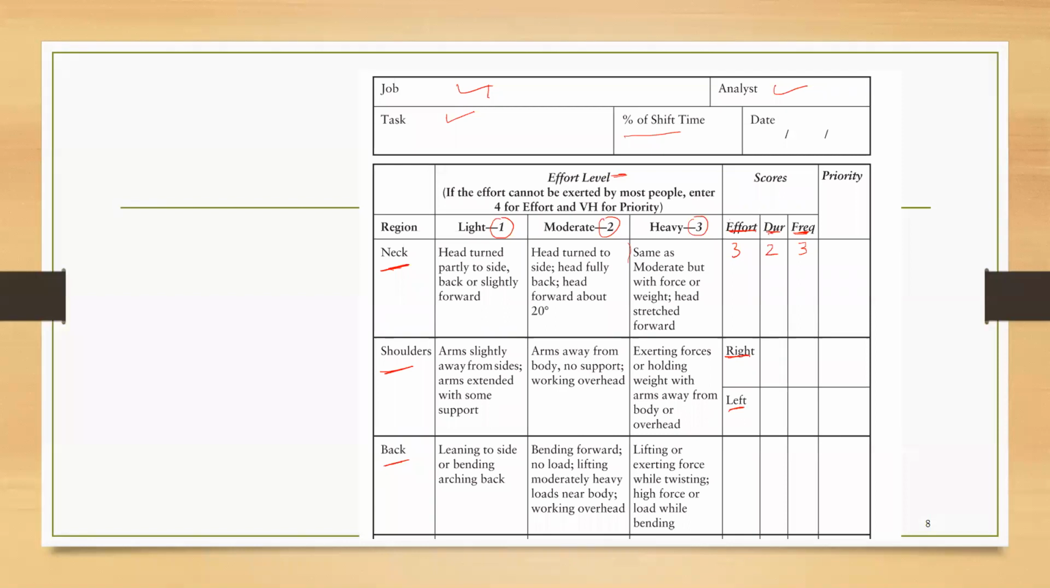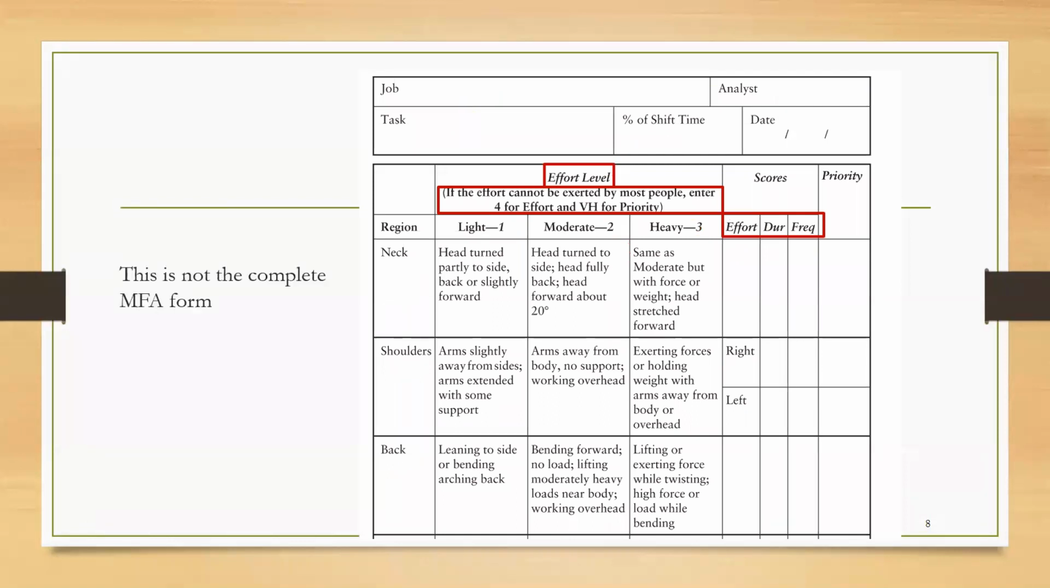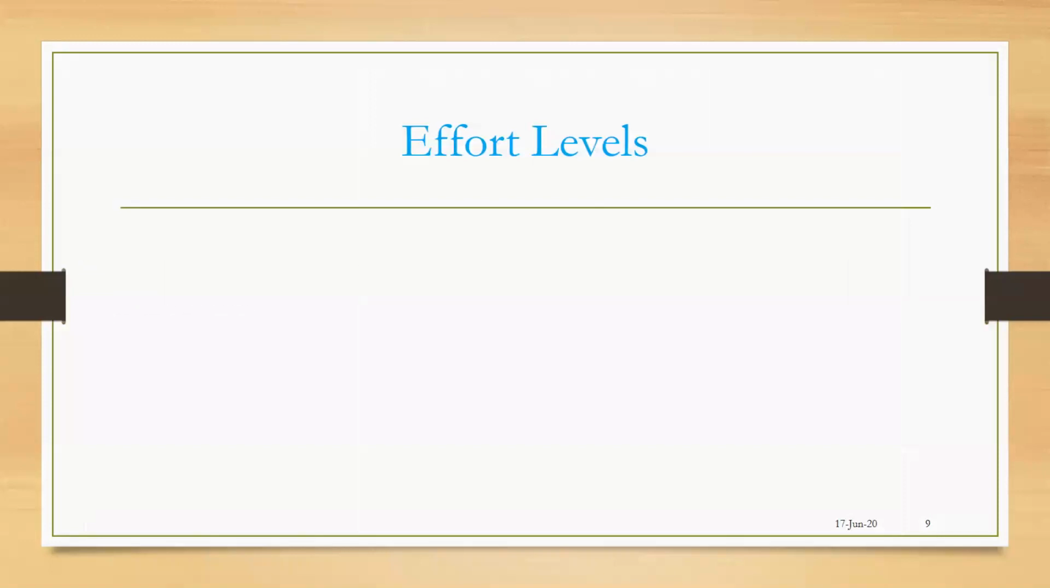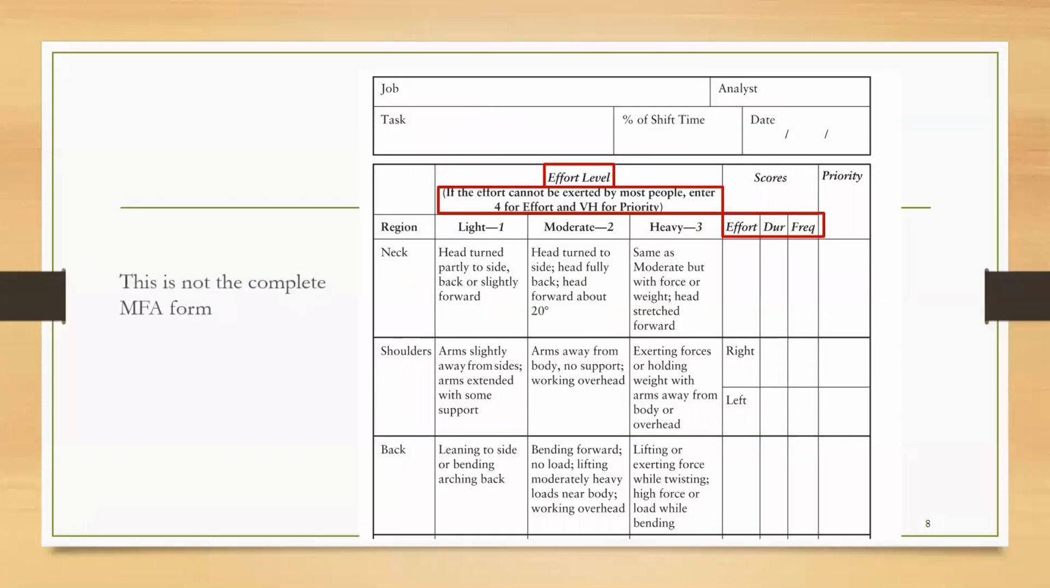So effort level can have a score of 1, 2, 3, or 4. And we have duration and frequency. This is not the complete form. So the basic question is how we can find the effort level. How we can find whether most of the people can or cannot exert this effort.